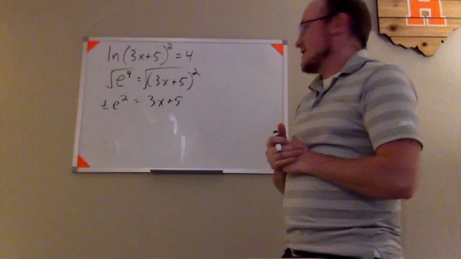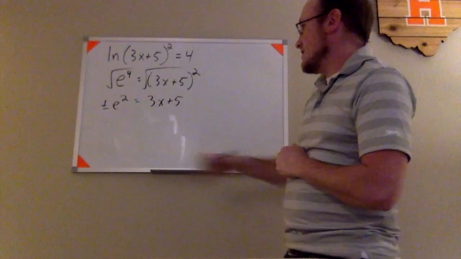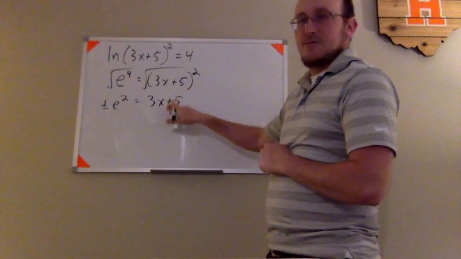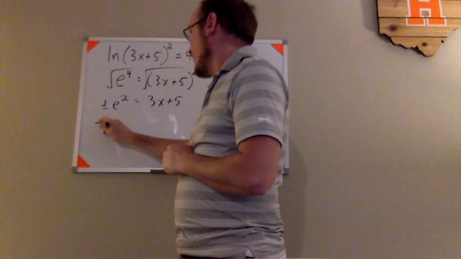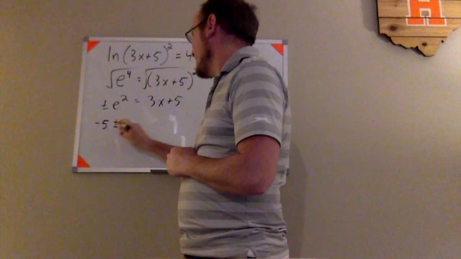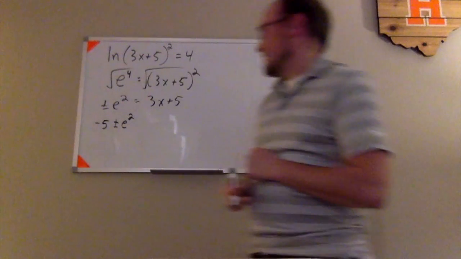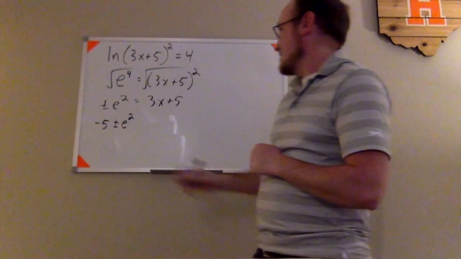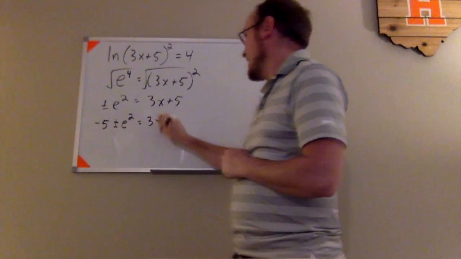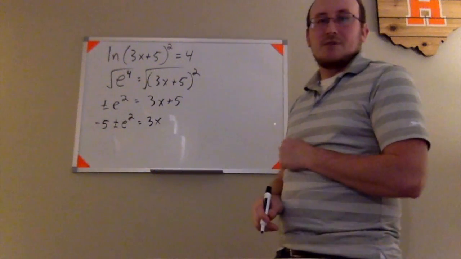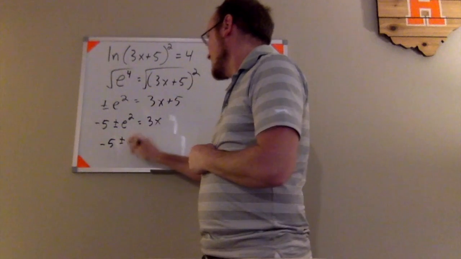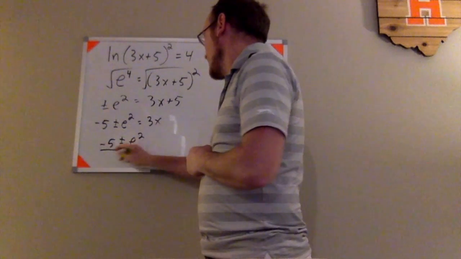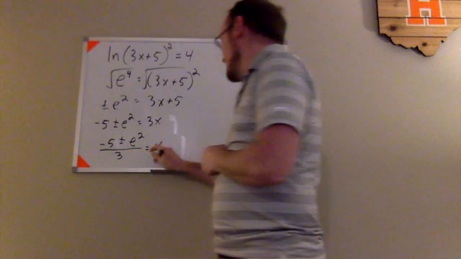So now I need to continue working to solve this equation. To get x by itself, I need to get the 5 to the other side by subtracting it. I would write it out in front of the plus or minus symbol, like that. So I have negative 5 plus or minus e squared is equal to 3x. And then finally divide both sides by 3 to get negative 5 plus or minus e squared, all divided by 3, is equal to x.